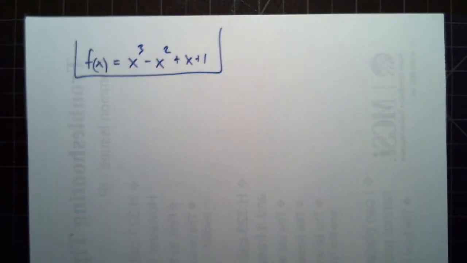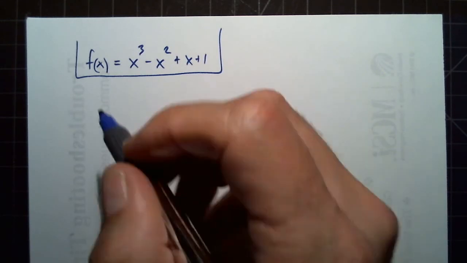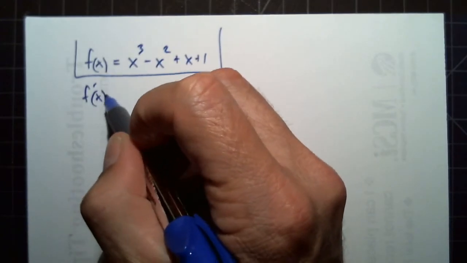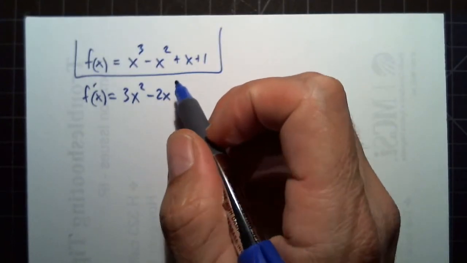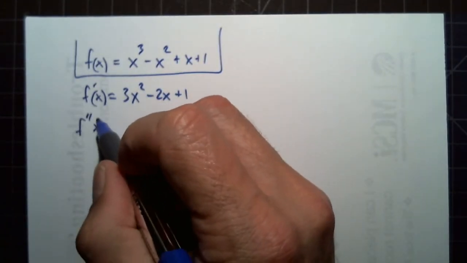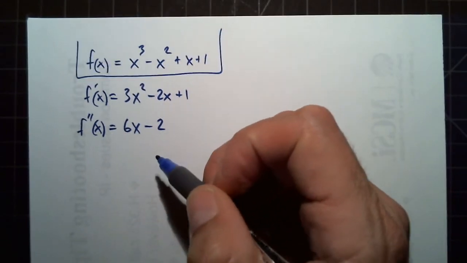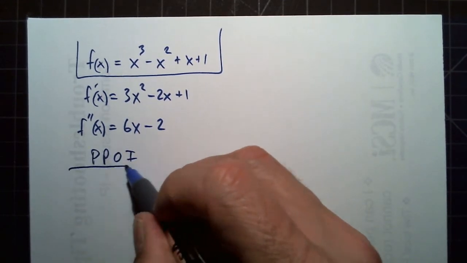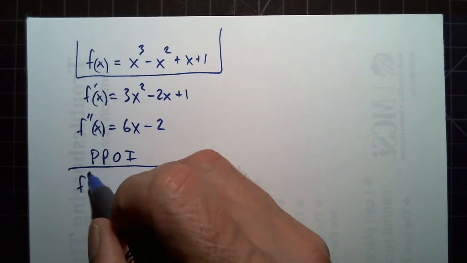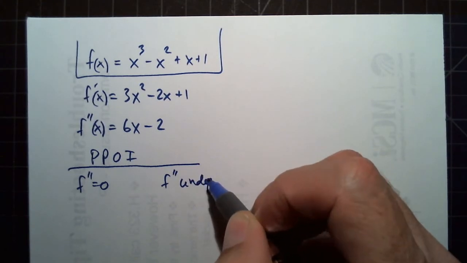And let's answer the same question with this function. Pause the video and try this. So we need to find f prime and f double prime using the power rule. Possible points of inflection. The possible points of inflection are when f double prime is 0 or f double prime is undefined.